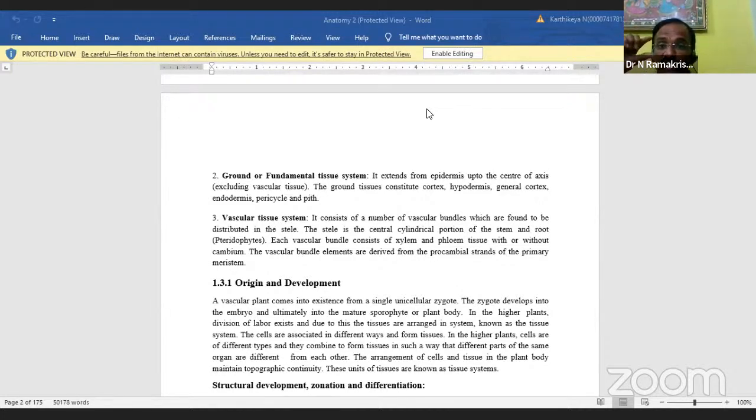What is the fundamental tissue system? It means below the epidermal tissue system and above the central system. Altogether, we call that the ground tissue system, except the vascular bundles. Here we look at the cortex, pericycle, primary medullary rays, and pith. These are all the sections in the fundamental tissue system.